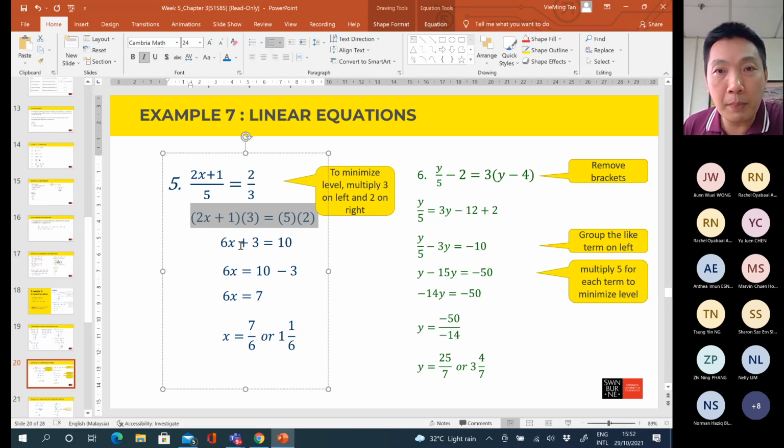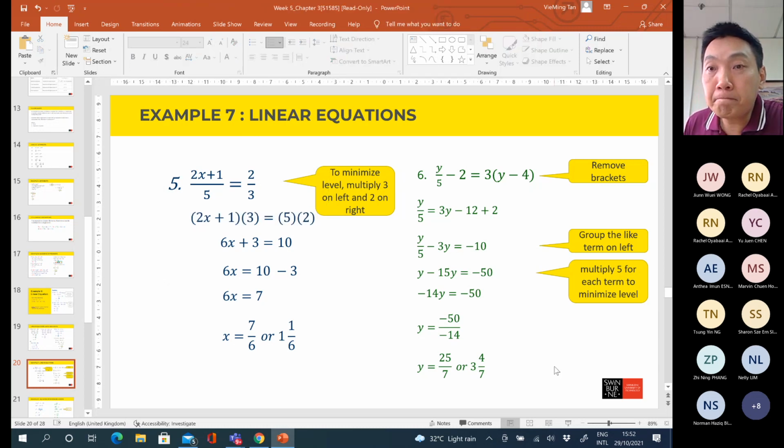Okay, 3 multiplied by 2x will get 6x. 3 multiplied by 1 is 3. This part is 5 multiplied by 2, 10, right? So now, because this 3 has no x, it should move to the right hand side and becomes minus 3. Okay, becomes 7. So then move the 6 to the left, becomes 7 over 6. So you may leave the answer as a fraction. Okay, next.